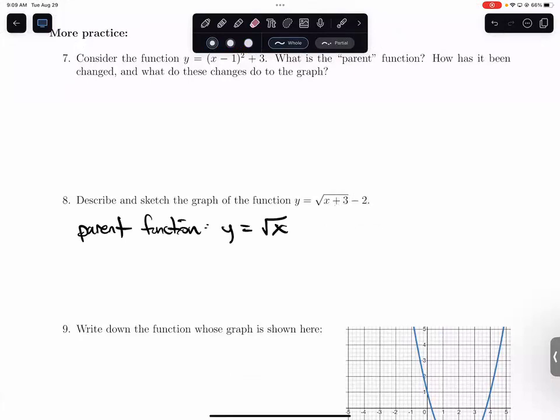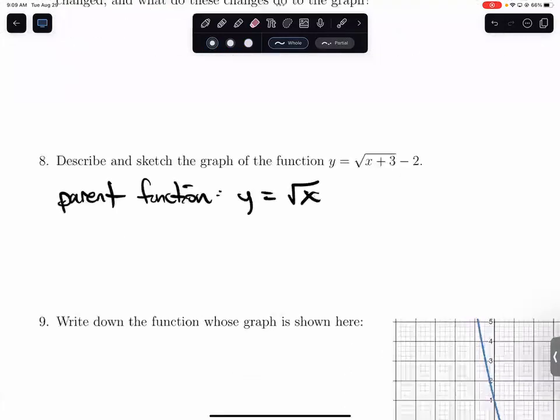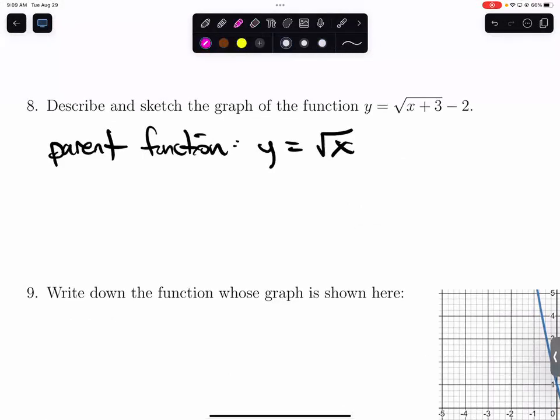What's a square root function look like? Right, yeah. Something like that, right? Sitting at the origin and then just kind of a half little sort of cookie deal going that way, right? Okay. What do these things do to modify that? Moves it left 3 and down 2.